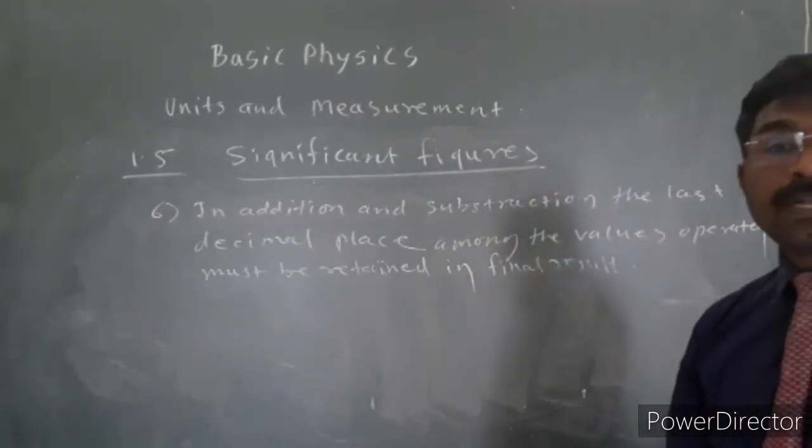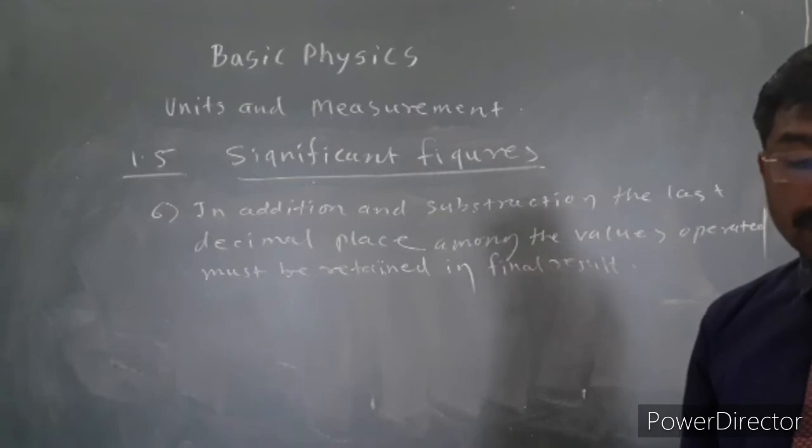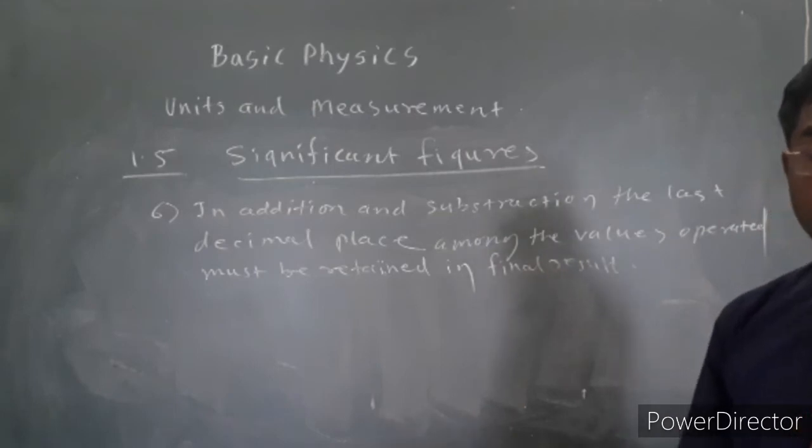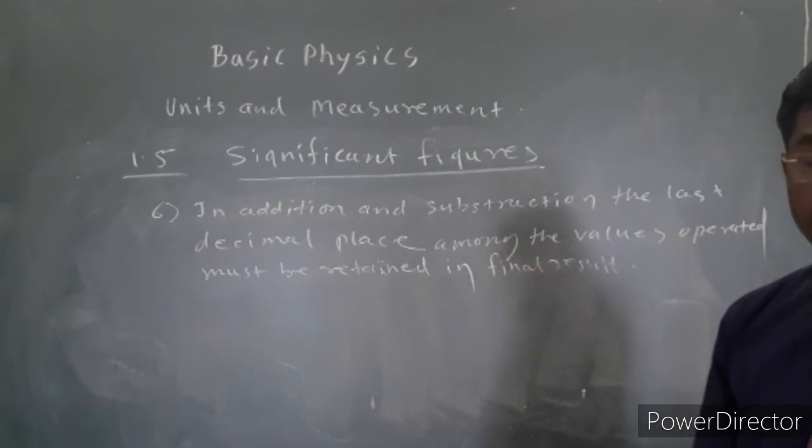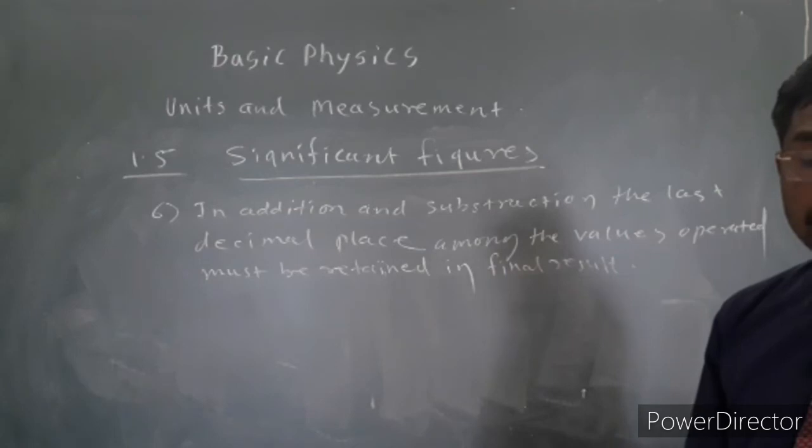In case of multiplication and division, the result should be expressed with the least number of significant figures associated with the least precise number in the operation.